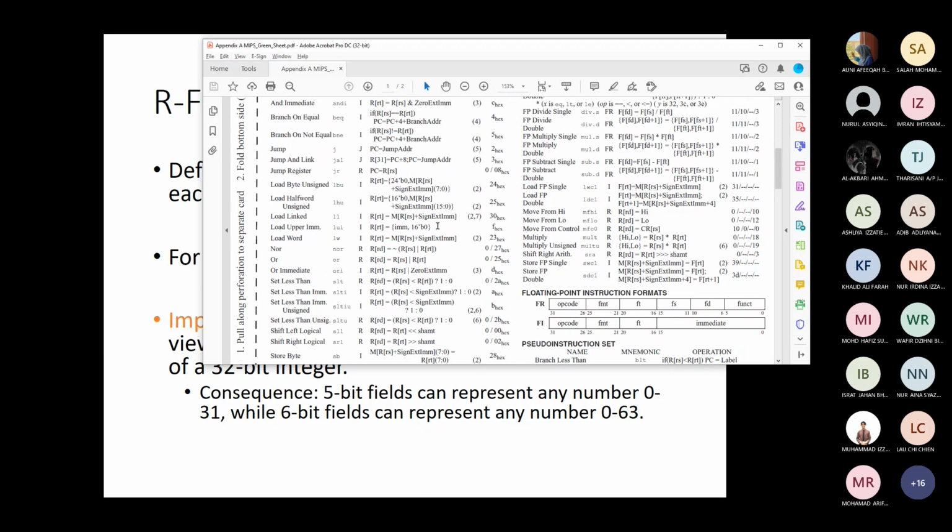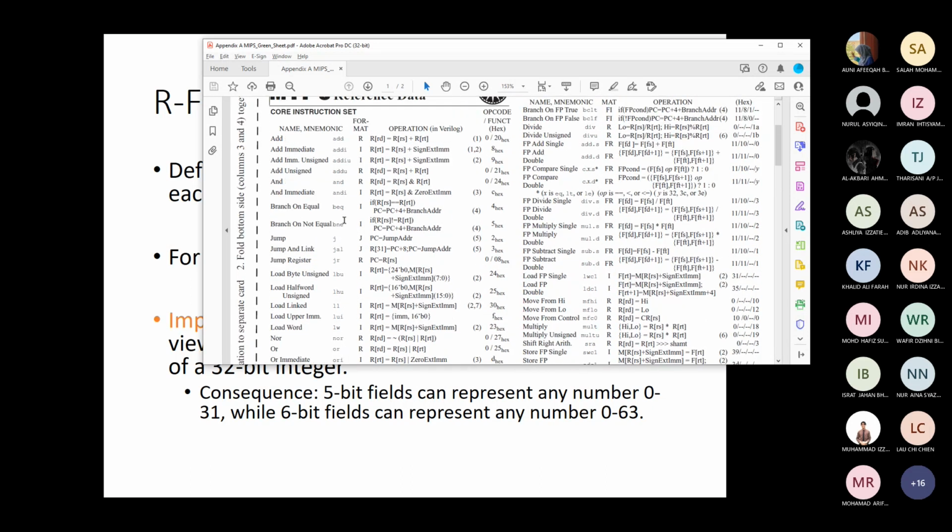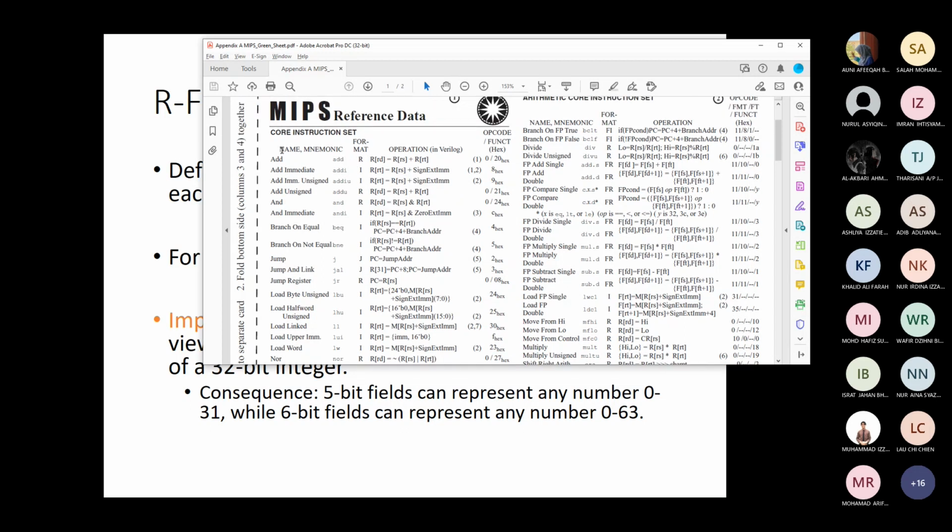Okay, so if it's face-to-face or a written exam, actually during the final exam, they would give this to you. So how do you know if the instruction is an R, I, or J format? Look at the left column here, which is for 32 bits, for decimal, for normal numbers. Do not look at the right one. Okay, don't look at the right one.